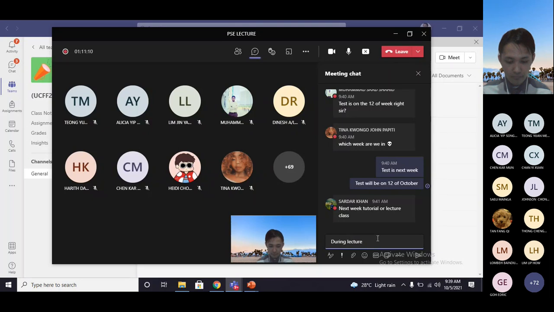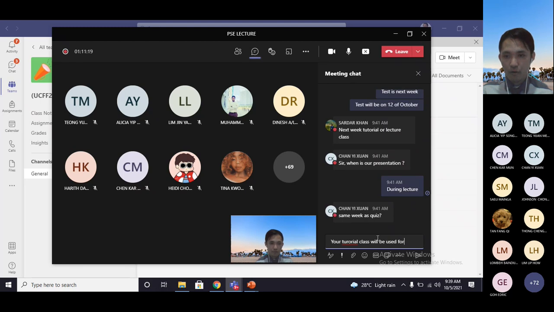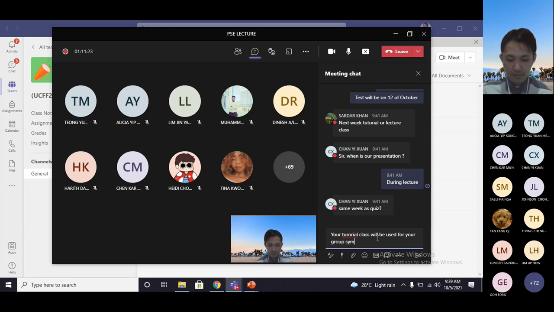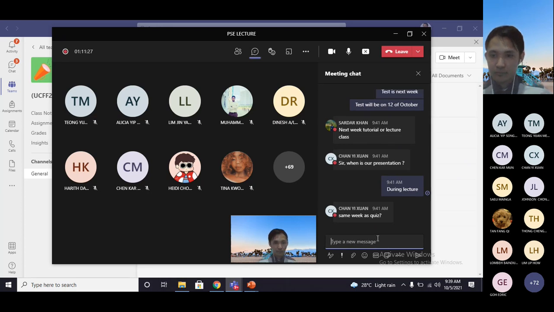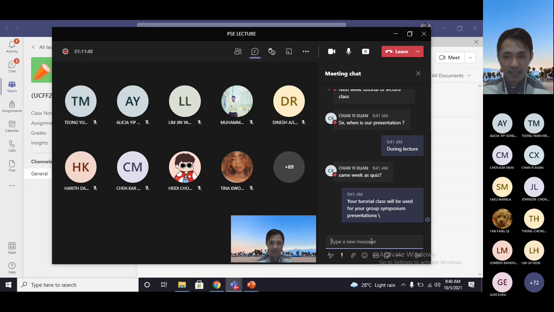During a lecture, your tutorial class will be used for your group symposium presentations. Same week as the quiz. We will only have one class test, Yishun. So we will only have the class test next week, and it's going to be during lecture. Okay, I'll talk about that very soon. But it's going to be next week on the 12th. Our presentation is going to be next week. Your tutorial class next week, we will start with our group presentation. Your tutorials will be used strictly only for your presentations. I will not disturb that to conduct your class tests. Your lecture next week, since it will be our last lecture, it will only be our class test.